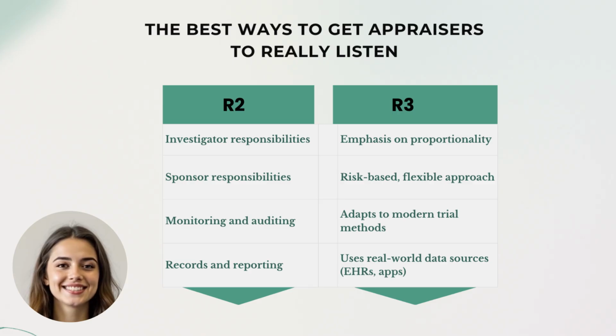The ICH E6 guideline is essentially the backbone of GCP. It's the detailed instruction manual for how a clinical trial should be conducted from the planning stages to the archiving of data after it's over. The current version, R2, emphasizes three main areas: responsibilities of investigators and sponsors. Everything from designing the protocol to ensuring participant safety is clearly defined.